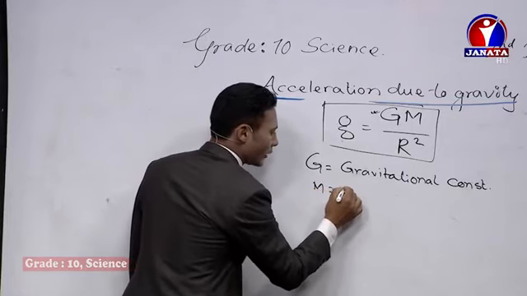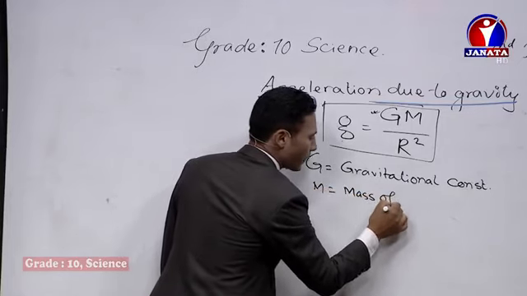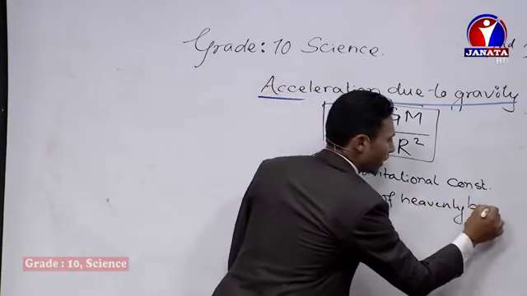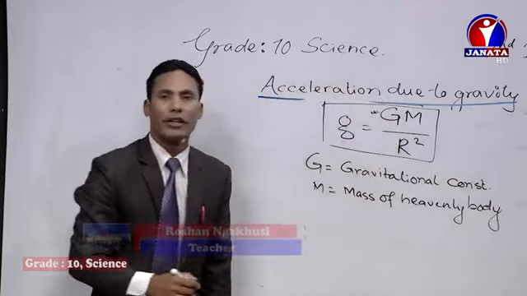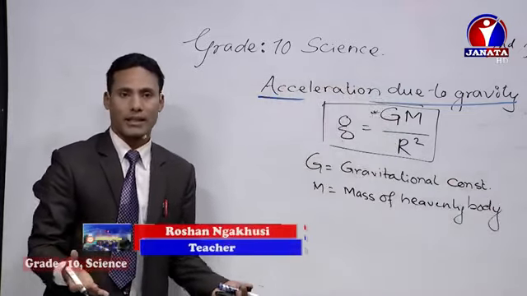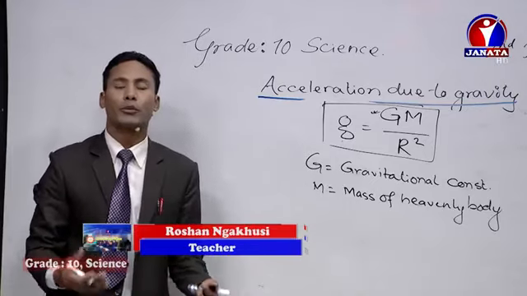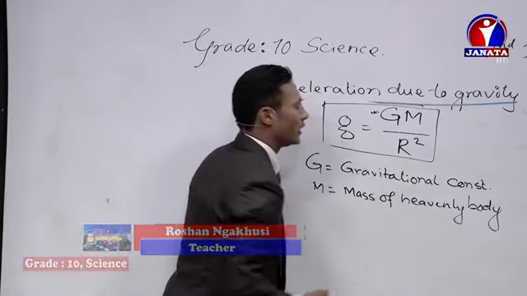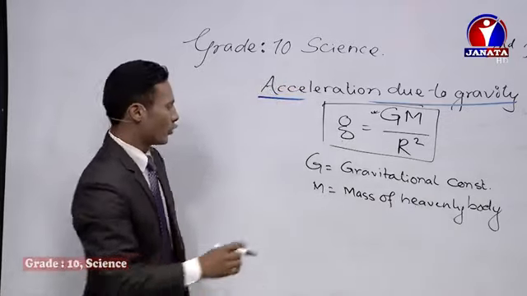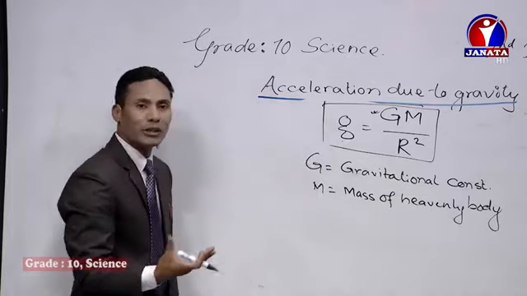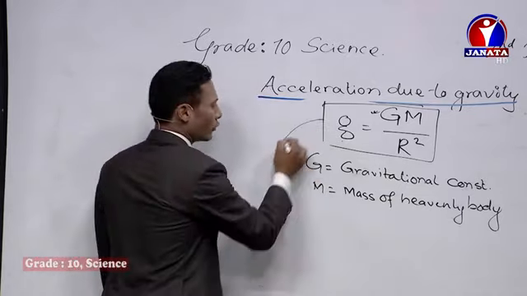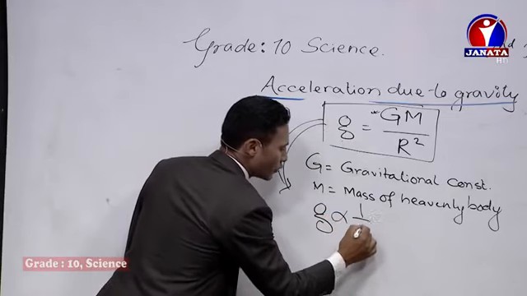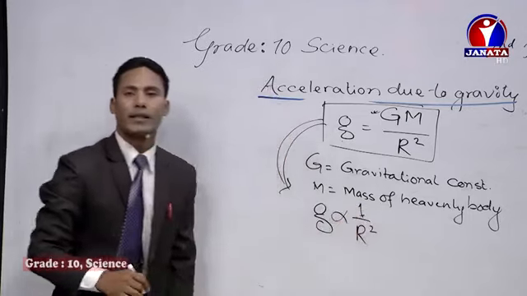This M is the mass of the heavenly body, and the mass of a heavenly body, for example the mass of the earth, is constant, right? Similarly, the mass of the moon is also constant, the mass of Jupiter is also constant, that's why the mass of a heavenly body is also constant. So if both these parameters are constant, then can we conclude from here that g is inversely proportional to the square of the radius, isn't it?